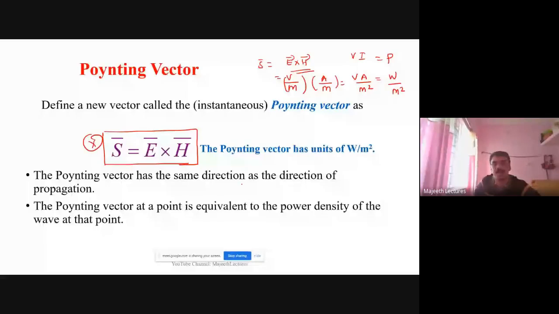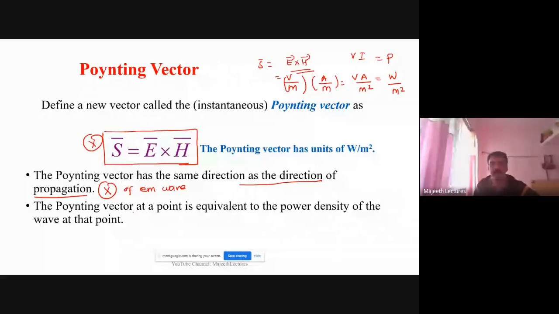So you see, since it is a vector, S has both magnitude and direction. So what is the direction of S? The pointing vector has the same direction as the direction of propagation. So S has the direction which is equal to the direction of propagation of EM wave. How? Let me prove in the next slide.